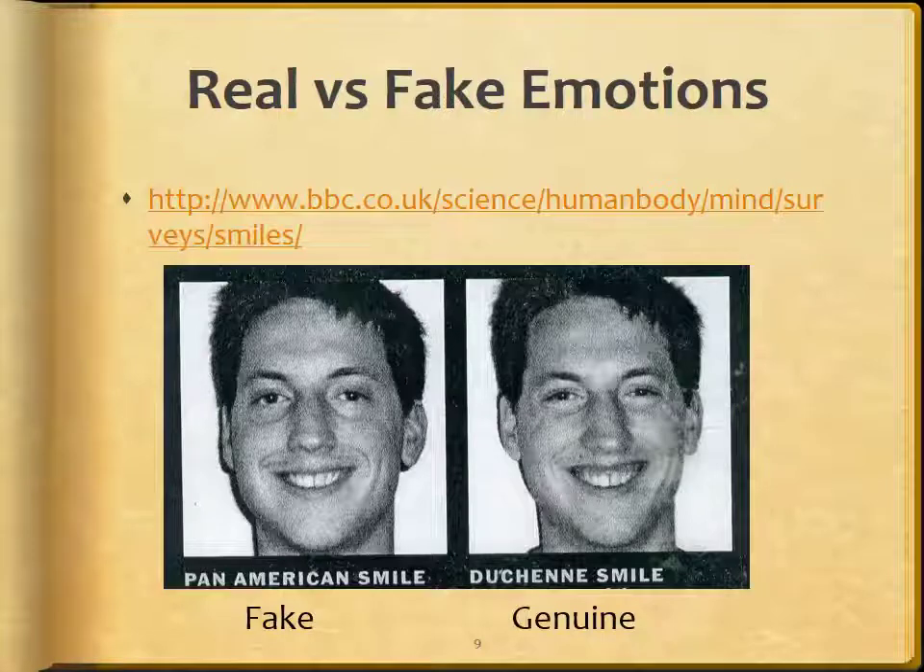The Duchenne smile, the smile on the right, is the genuine smile. And the fake smile is the Pan-American smile. So what do you see the difference here in the face? How can you tell that the picture on the right is a genuine smile and the one on the left is a fake smile? So we see in the genuine smile and the Duchenne smile that there are contractions in the muscles around the eyes and the muscles that are raising the lips and the cheeks. So with the Duchenne smile, you see that the mouth and the eyes are both smiling. But with the Pan-American smile, the fake smile, you see that the mouth is smiling, but the eyes are not.